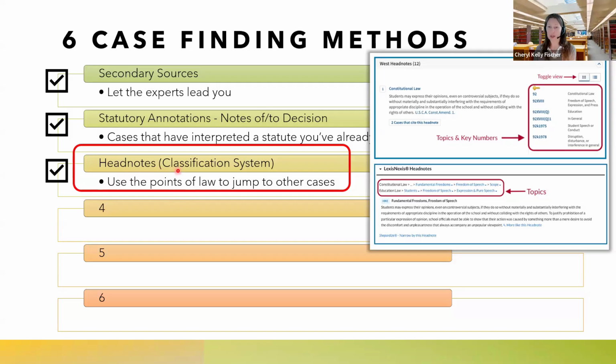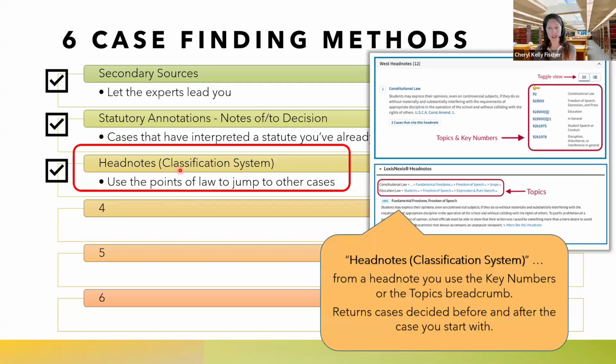The first headnotes option is classification system. So you're going to use the key numbers if you're in Westlaw, or the breadcrumb trail, the topics if you're in Lexis. And that's going to return cases that are decided both before and after the case you start with, because the topic is not tied to the date that your case was decided, right? There are cases before your case and after your case that deal with the same topic as your case.